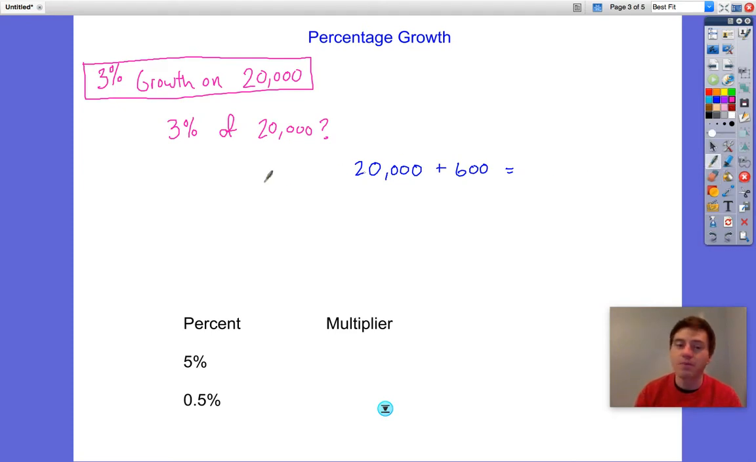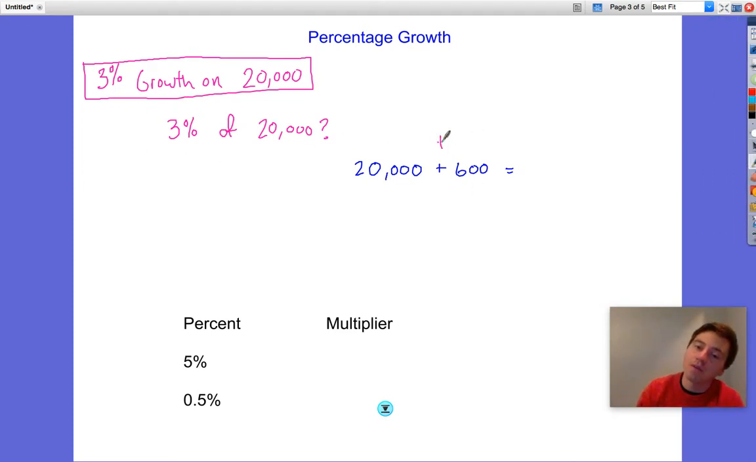We know that we're having 3% growth, right? 3% growth, that means we're adding on 3%. So 3% of 20,000 is 600. Well, what percent of 20,000 is 20,000? 20,000 is all of 20,000, right? It's the whole thing. What percent is the whole thing? What percent did you get on your test if you got everything right? All of it. What is all of it? It's 100%. So I have 100% here, and this is 100% of what we had, 20,000.